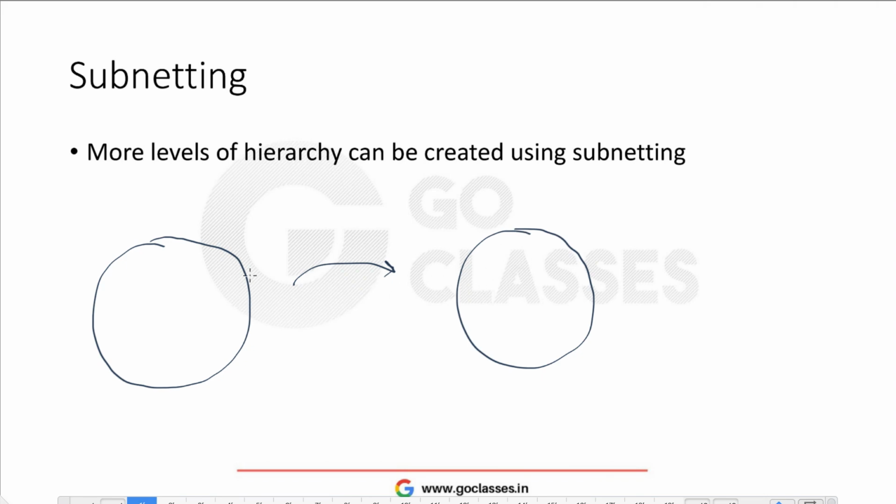Let's suppose I'm dividing this network into 4 networks. Then these are the 4 subnets. This process is called subnetting. And why do we do subnetting? Because we need easier maintenance, and also sometimes we need security. Like we want to secure each network individually. That's why we need subnetting.